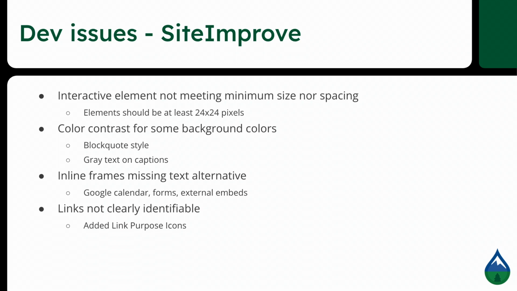So if you have things like Google Calendar, any forms from outside systems, any kind of embeds, those are all going to come up because you need to make sure they have area labels and things like that. And then another really great module is for links that are not clearly identifiable. Site Improve is really good for ones that are kind of visual, and it's helpful for that. So it finds the links, and the biggest one is when you have a link in the body area, sometimes it's not very noticeable.